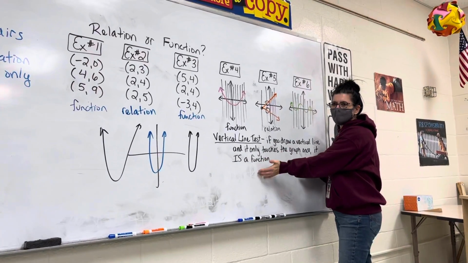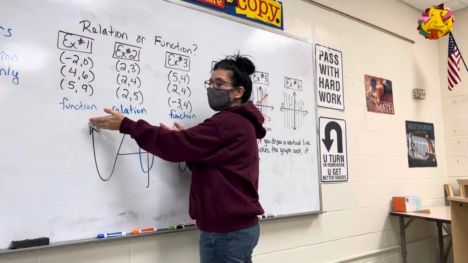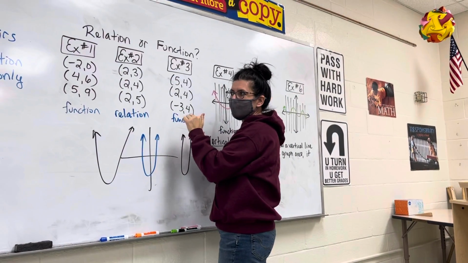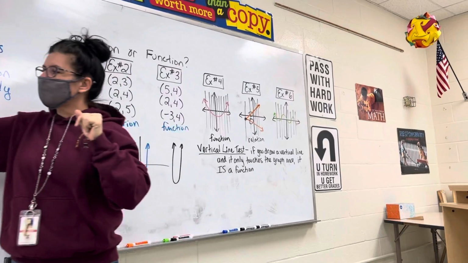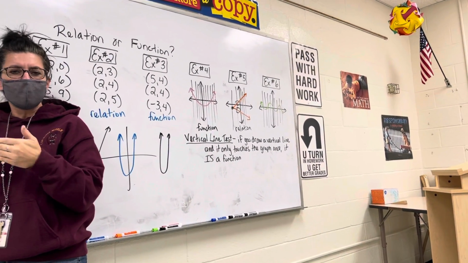So vertical line test to decide if it's a function or relation. A list of ordered pairs to decide if it's a function or relation. And the coordinate plane with the quadrants, the axis, and the origin. That's what I want you guys to know for today, and we're going to build on that next time.